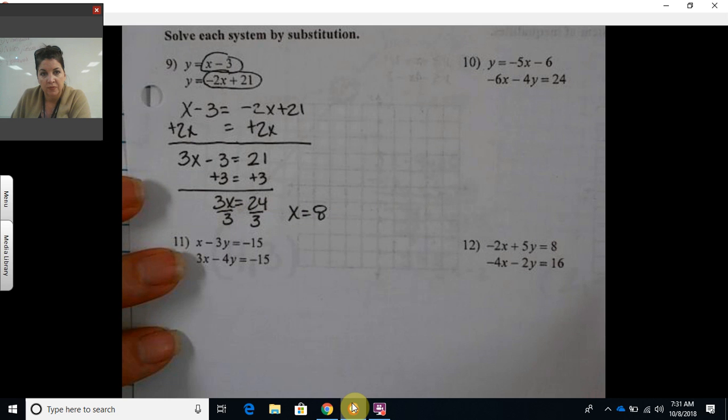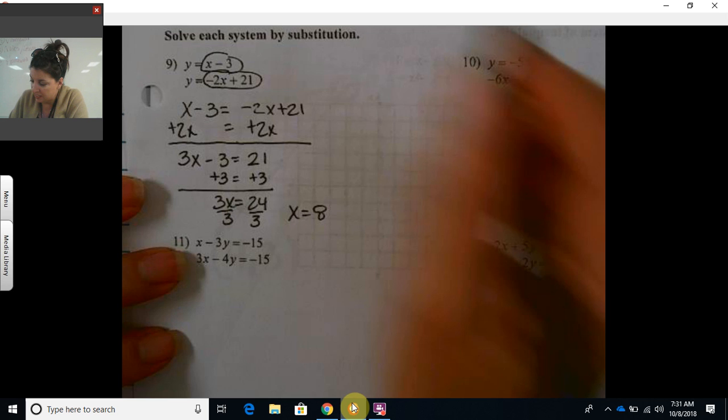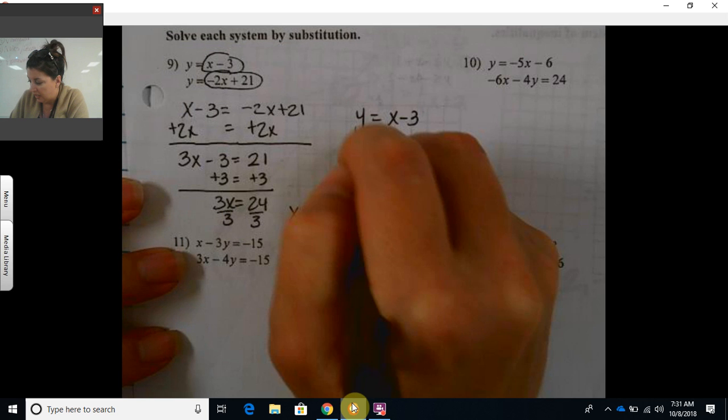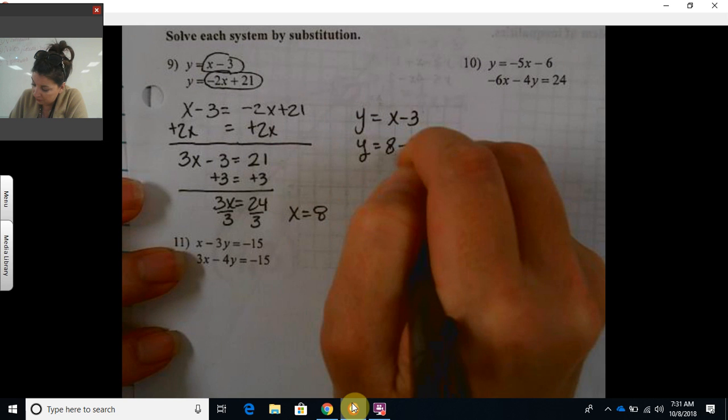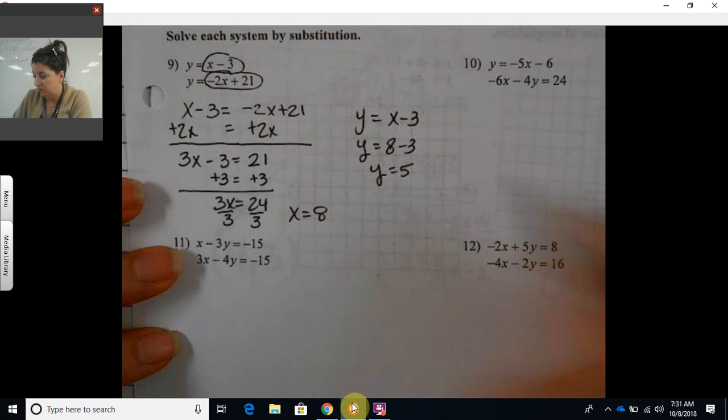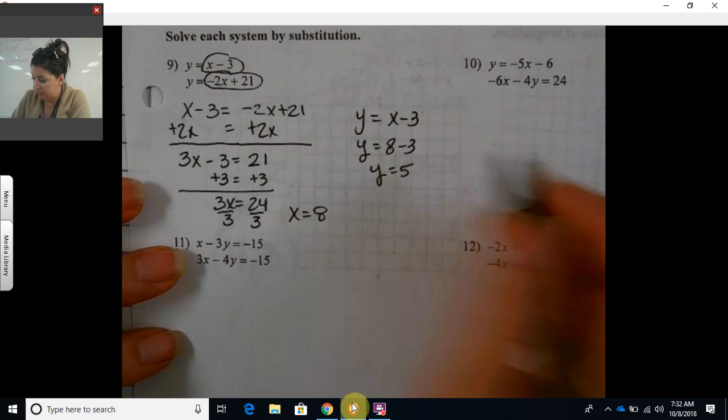Of course, you have to also solve for y, so take that and substitute it back into either original equation. I choose the top one. Wherever I see an x, I'll put an 8. So x equals 8, y equals 5. That is 8, 5.